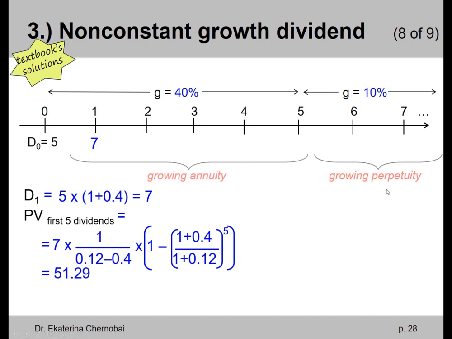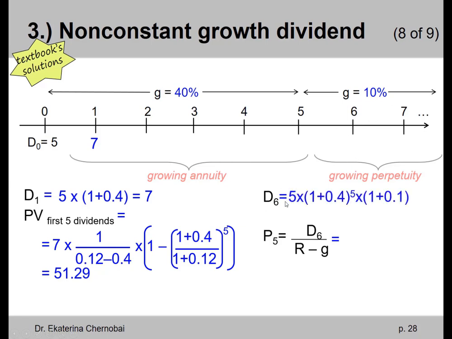Then the textbook says, okay, after the 5th year, we have a growing perpetuity, but it did the switch not where I made the cut of my dividends. So it actually says that the growing perpetuity starts with the year 6 dividend. In my solutions, it would start with year 5. So this is how the book does it. And so it needs to first calculate the 6th year dividend.